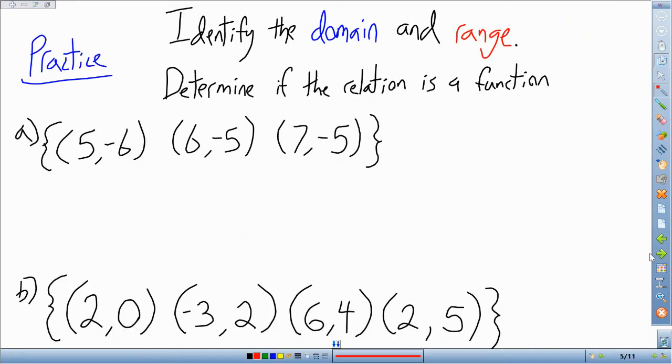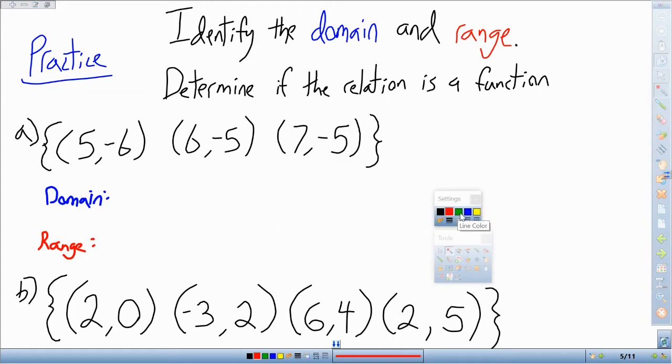Okay, so from here, I'm gonna have you guys go ahead and try a couple of these problems. First thing, I want you to just identify the domain and the range. So on both of these, you'll do what we did on that first example. You'll say, okay, the domain are all of these numbers, the range are all of these other numbers. Okay, and then after that, I want you to determine if the relation is a function or not. Okay, go ahead and copy these down, give it a try.